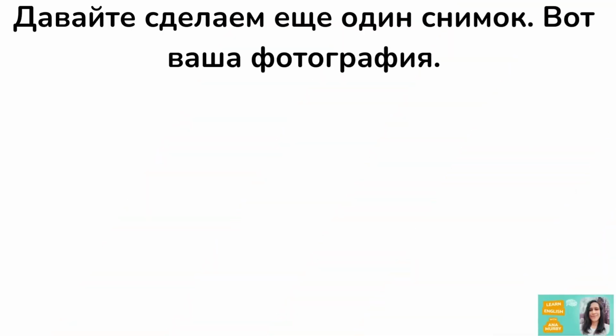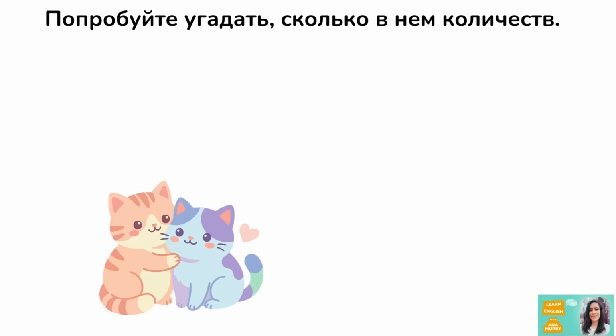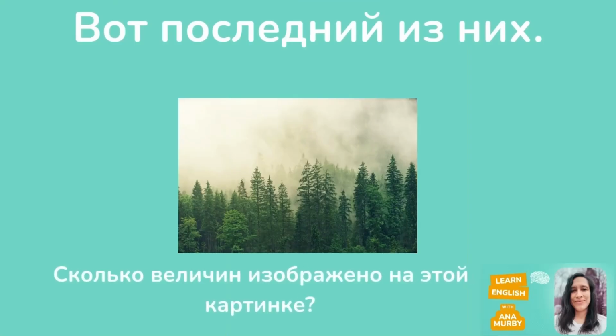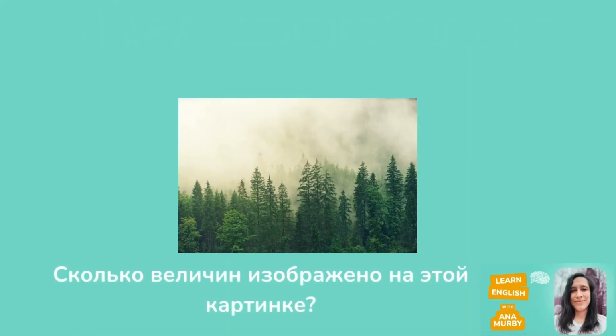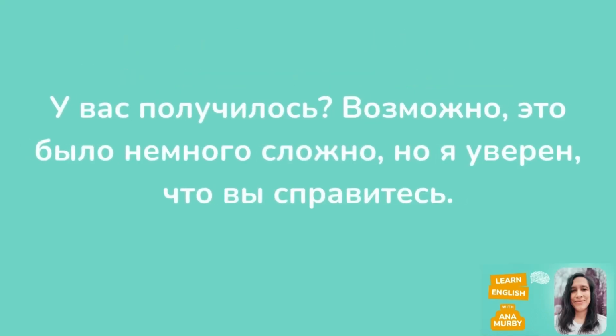Let's do another one. Here is your picture. Take a guess at how many quantities are in this one. There are 2 small kittens. Did you get this one? Here's the last one. How many quantities are in this picture? The forest has several trees. Did you get this one? It might have been a little difficult, but I'm sure you could do it.